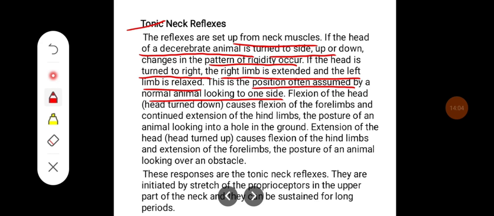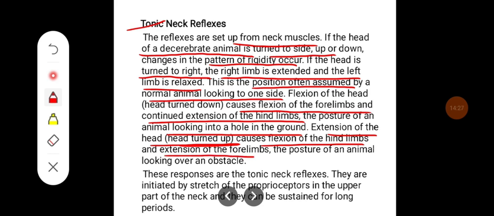This is the position often assumed by a normal animal looking to one side. The flexion of the head, that is, if it is turned down, causes flexion of the forelimbs and continued extension of the hind limbs. This posture is of an animal looking into a hole in the ground. The extension of the head, that is, if it is turned up, causes flexion of the hind limbs and extension of the forelimbs, the posture of an animal looking over an obstacle.